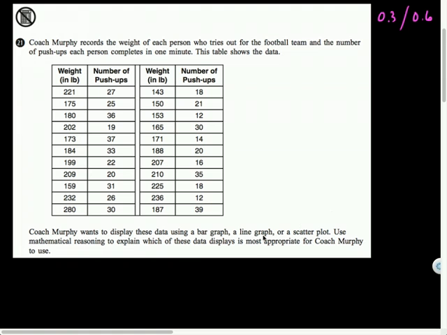Should that be the word are? Which of these displays are most appropriate? Man, I'm so confused. Are most appropriate for Coach Murphy to use.